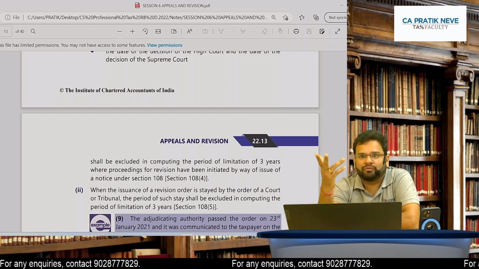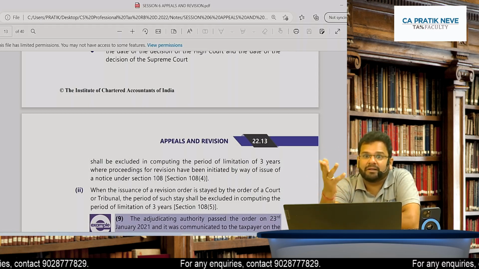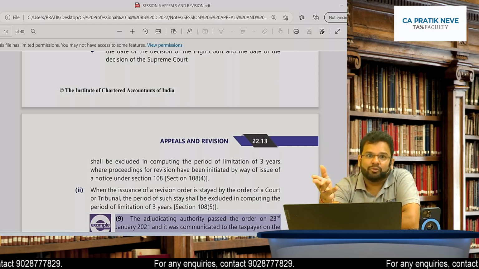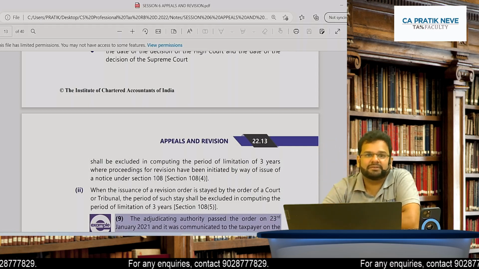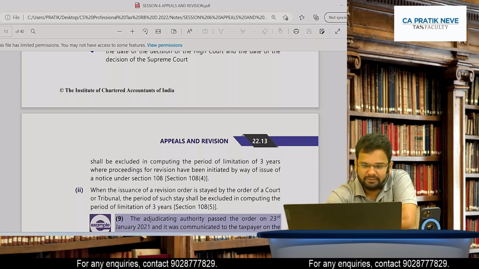If you are an officer, and even if you think that the opposite party has paid a higher liability, you will not go and give them a refund compulsorily. That's the whole point.